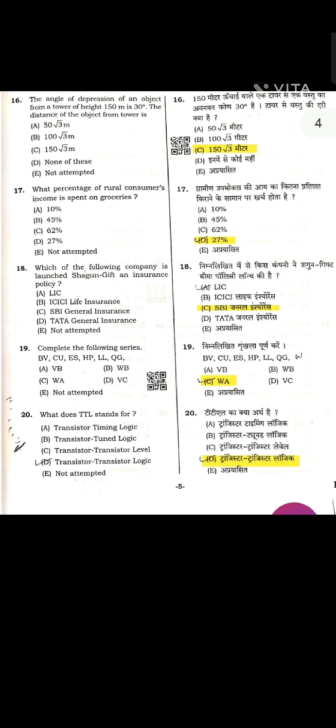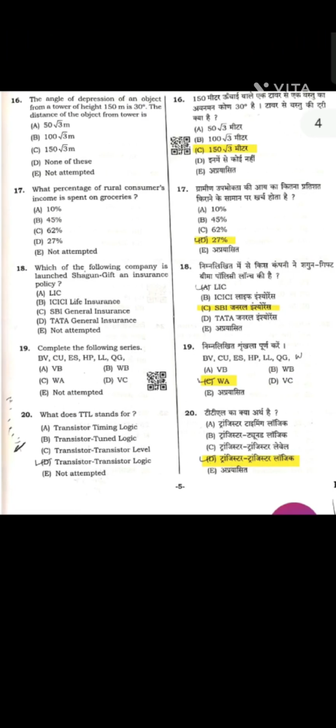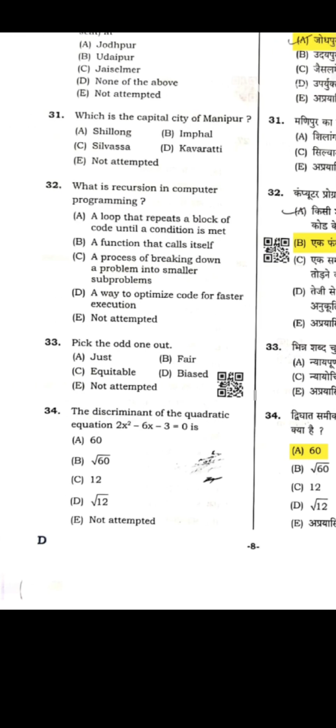What percentage of the rural consumer income is spent on groceries? 27%. Which of the following companies has launched the Sagun gift and insurance policy? SBI General Insurance. Rajasthan has its High Court principal seat in Jodhpur. Which is the capital city of Manipur? Shillong, Meghalaya is not that, but Imphal. The capital of Manipur is Imphal.